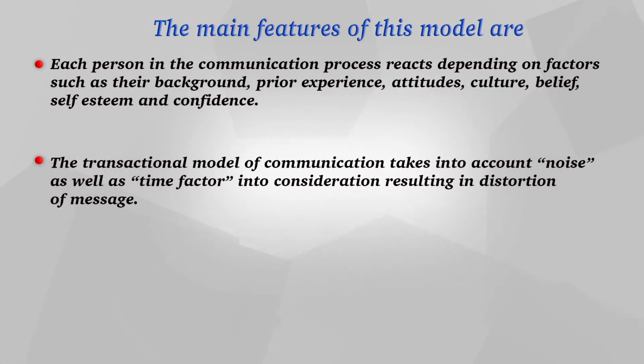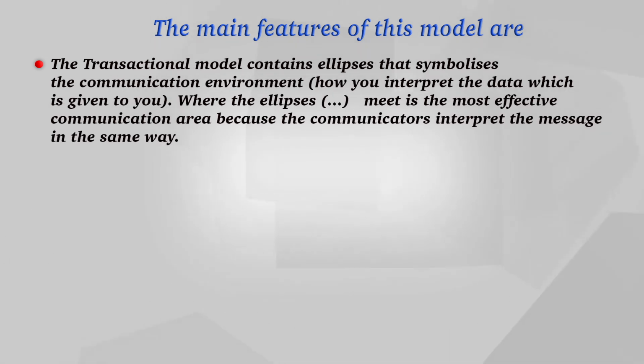The transactional model of communication takes into account noise as well as time factor, resulting in distortion of message. The transactional model contains ellipses that symbolize the communication environment, that is how you interpret the data which is given to you. Where the ellipses meet is the most effective communication area because the communicators interpret the message in the same way.